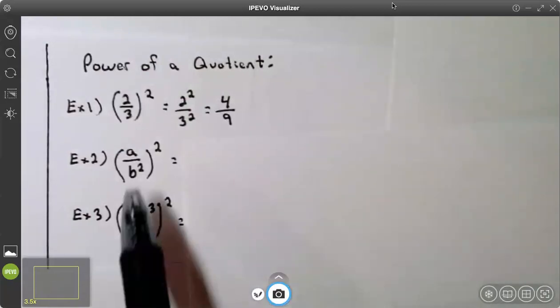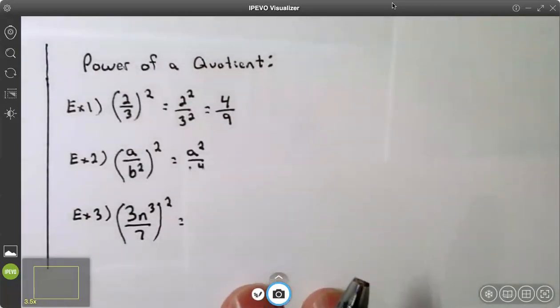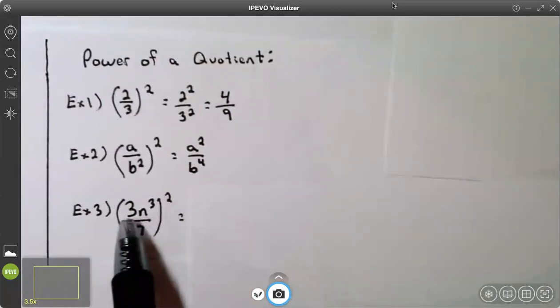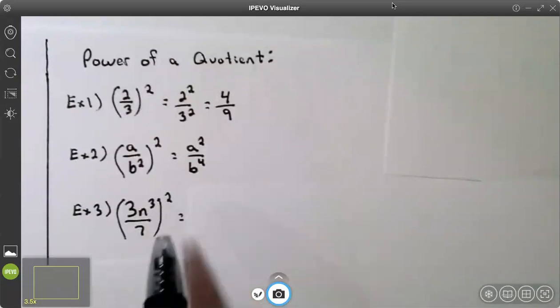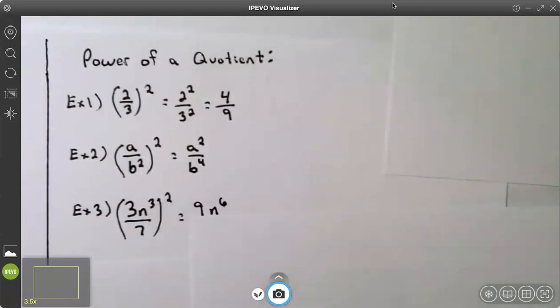On example 2, 2 times 1 on the a's gives me a squared, and 2 times 2 on the b's gives me b to the 4th. Example 3, I have 3 things to apply this 2 to, the 3, the n, and the 7. So 3 squared is 9. 2 times 3 gives me n to the 6th, and on the bottom, 7 squared is 49.